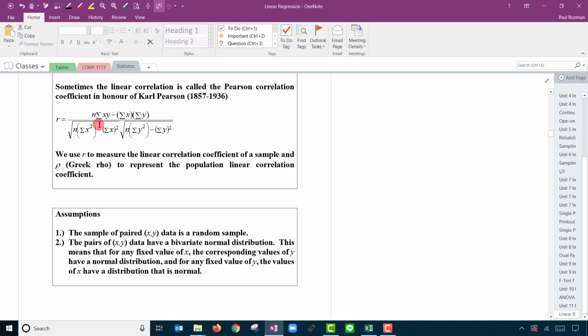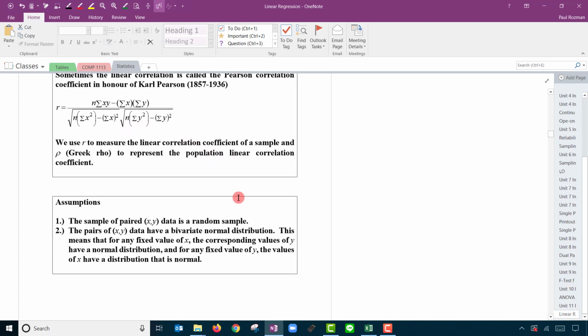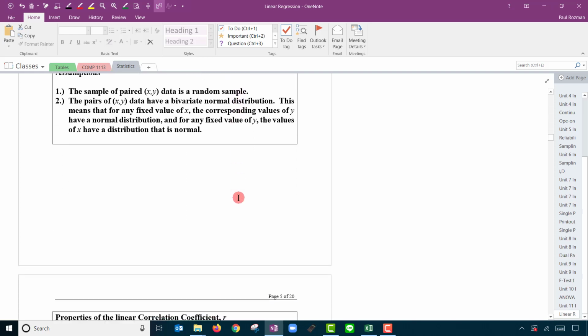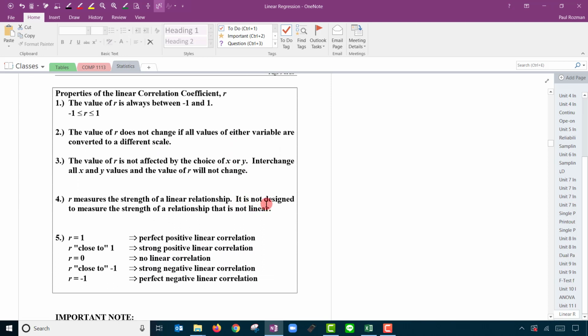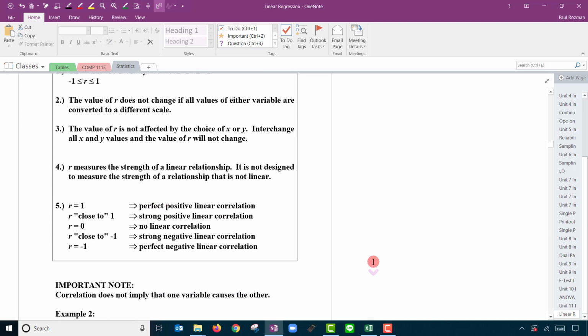You have sums of products and individual sums that we then take the product of, sum of squares for each variable. It's tedious to do that by hand, especially with any large data set. So we'll pretty much rely on our calculator or software to do this. So that's how we will interpret this value.